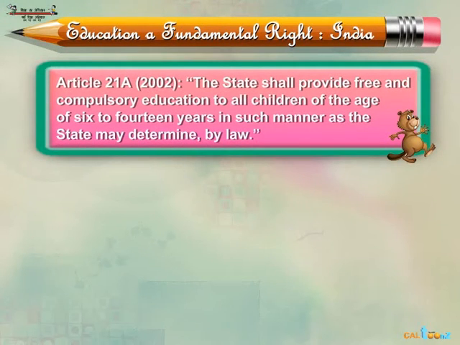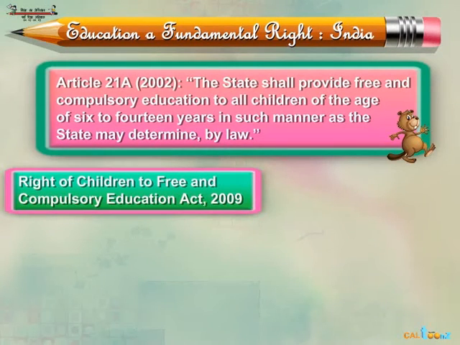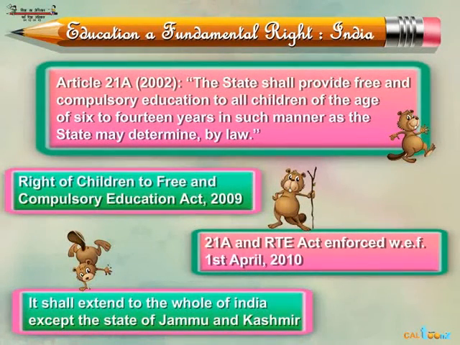Article 21A, inserted in 2002, states that the state shall provide free and compulsory education to all children of the age of 6 to 14 years in such manner as the state may determine by law. This means the Right of Children to Free and Compulsory Education Act 2009. It was enforced as Article 21A, and the RTE Act came into effect from 1st April 2010. It shall extend to the whole of India except the state of Jammu and Kashmir.